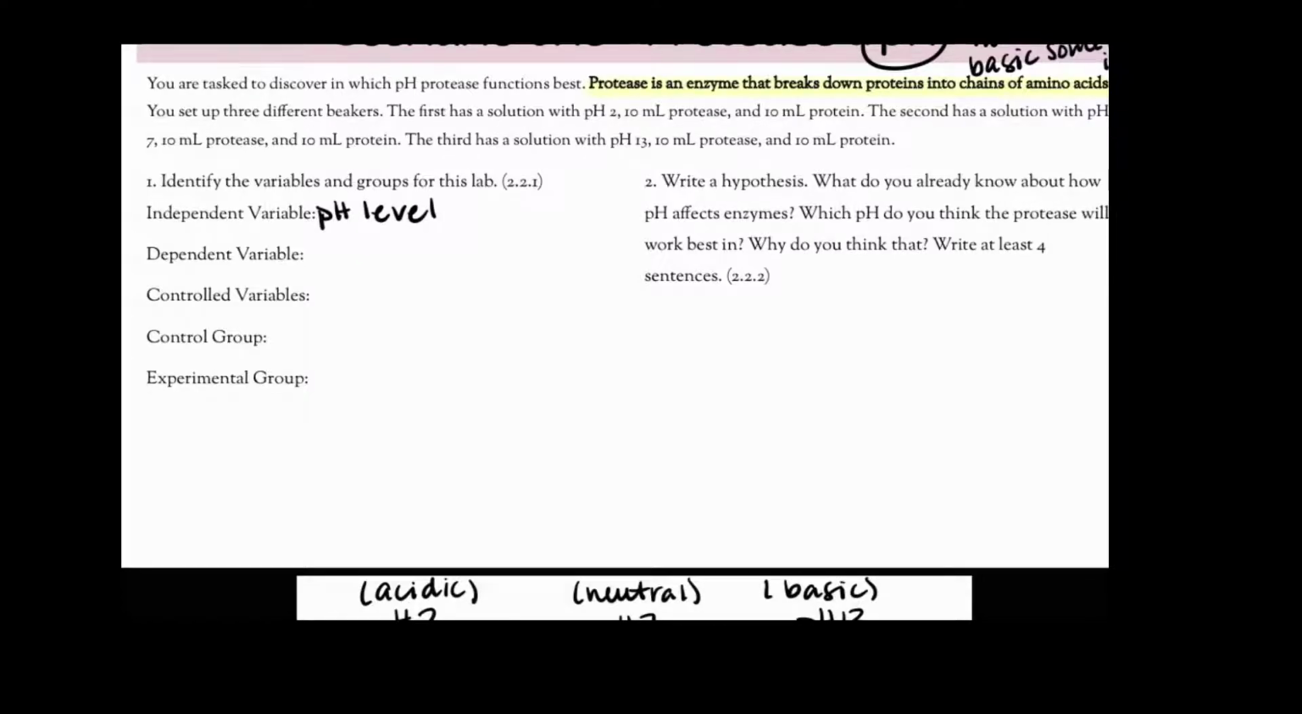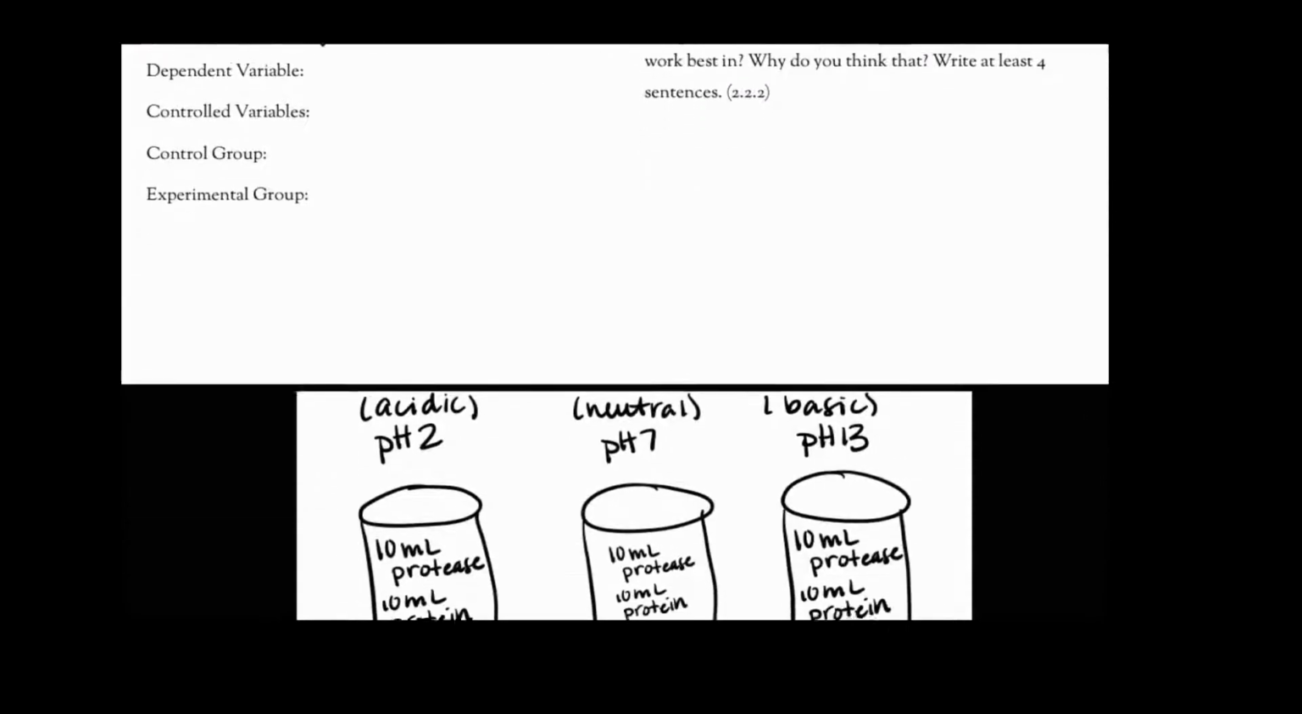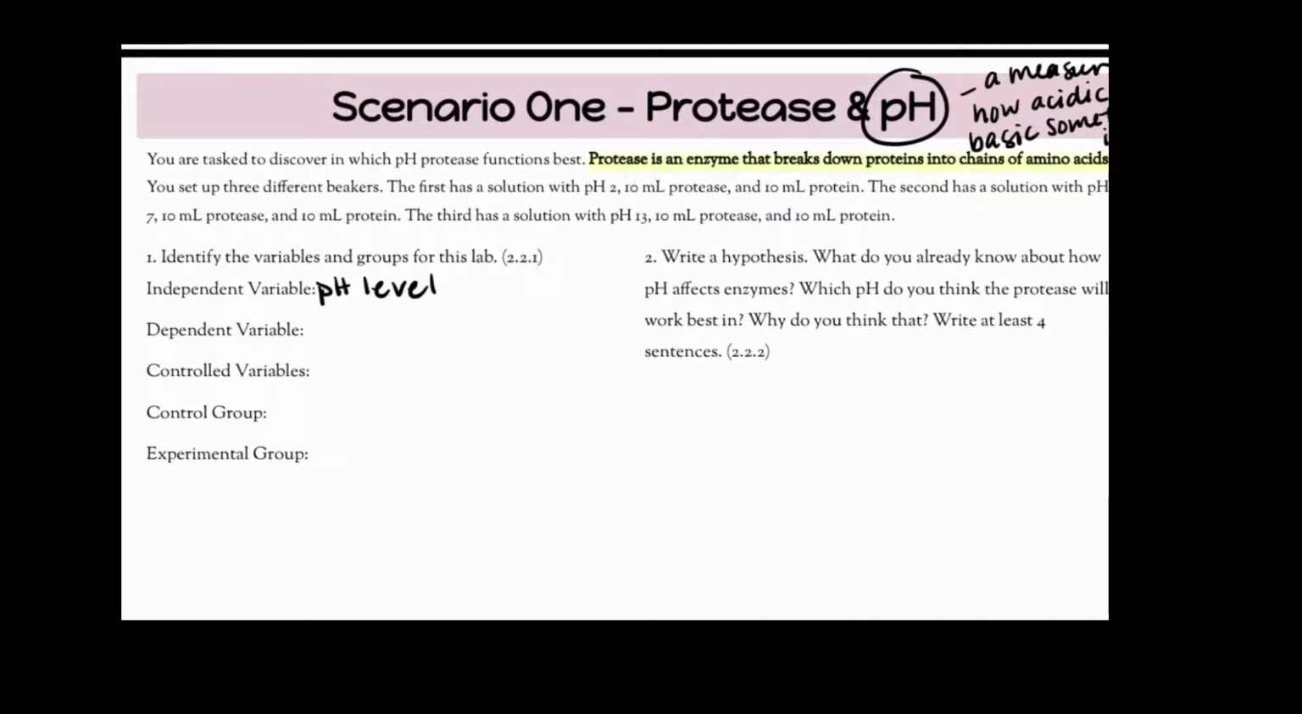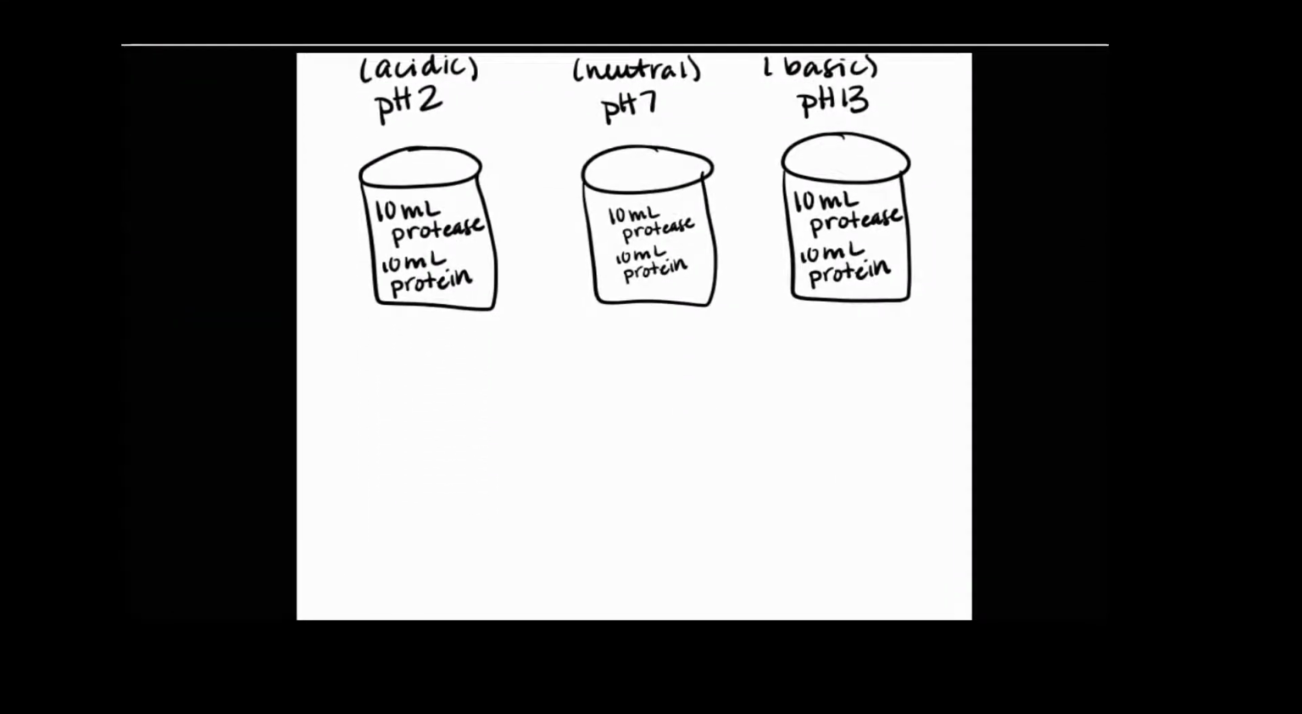Okay, so what am I measuring? I don't know if that's necessarily clear from the drawing, so let's go back to the reading. It says you're tasked to discover in which pH protease functions best. So how do I know if protease is functioning? The next sentence says protease is an enzyme that breaks down proteins into chains of amino acids. So I'm going to guess that protease is functioning if I see amino acids, because protease is our enzyme.